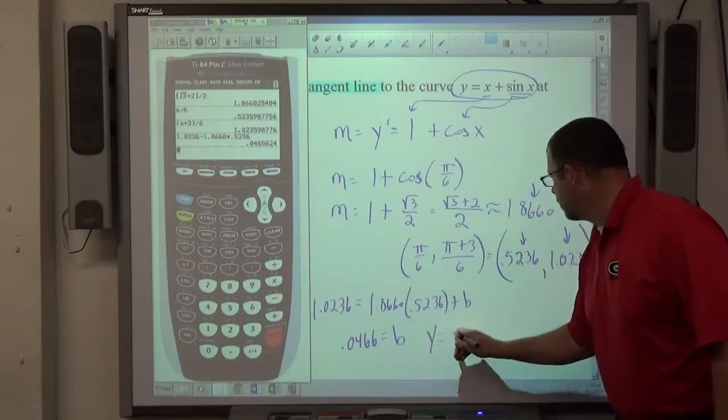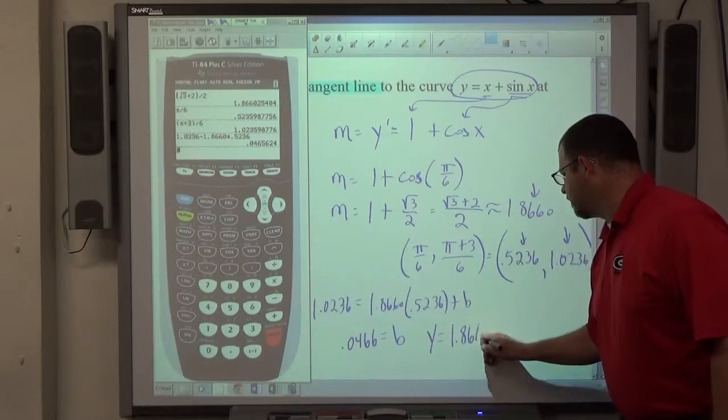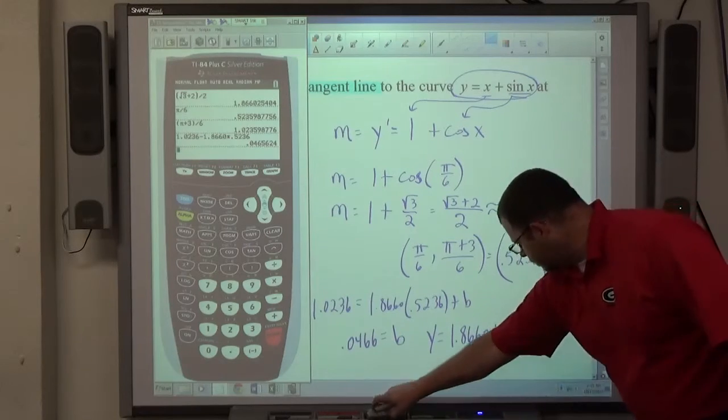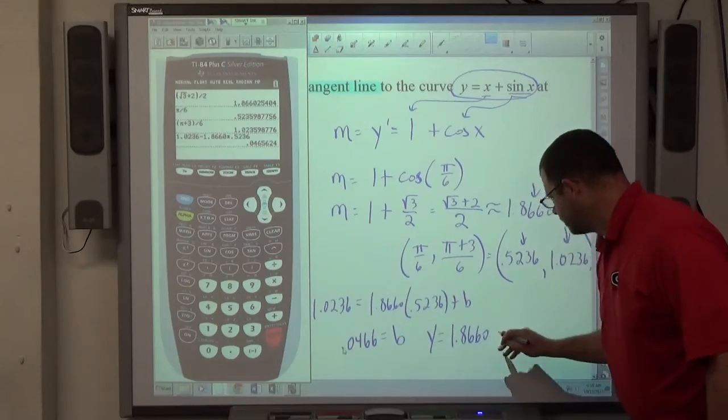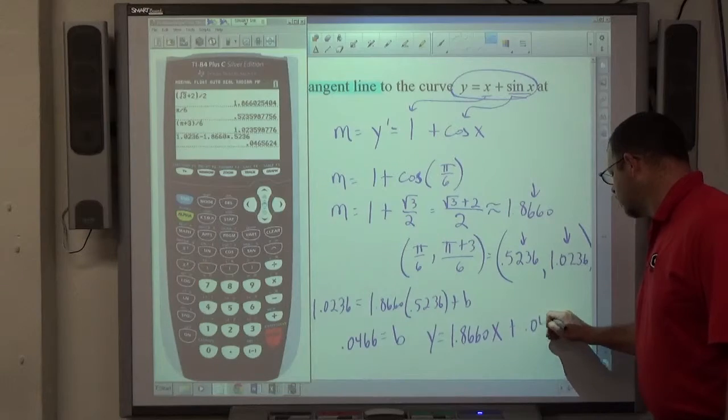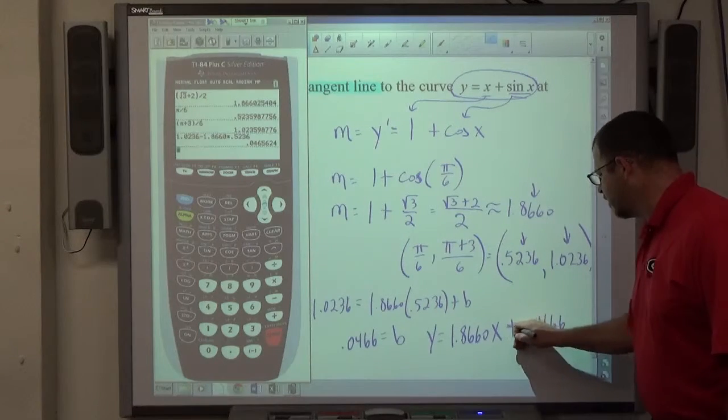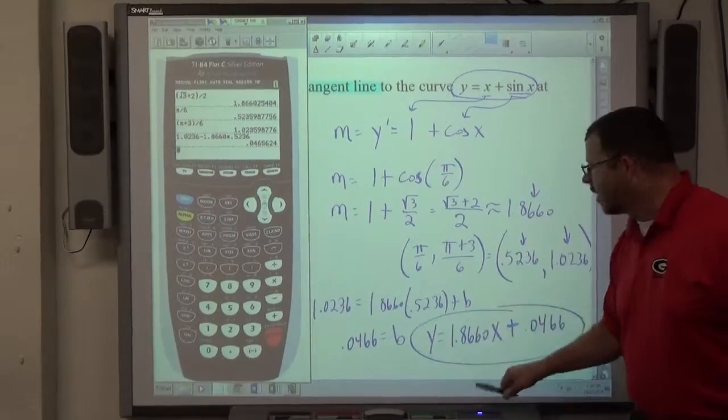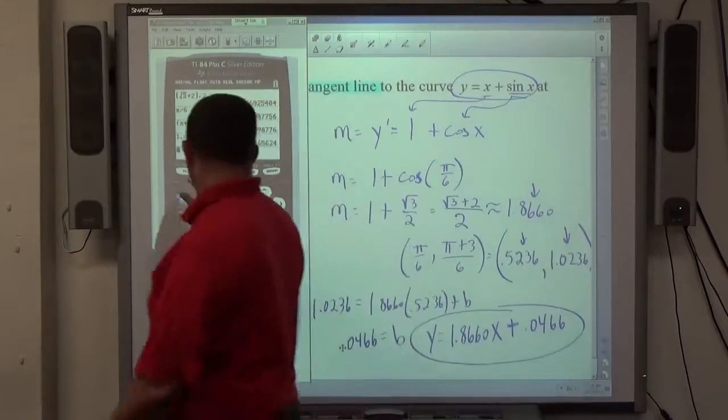So y equals 1.8660x plus 0.0466 would represent the equation of the tangent line. As always, that is a checkable thing.